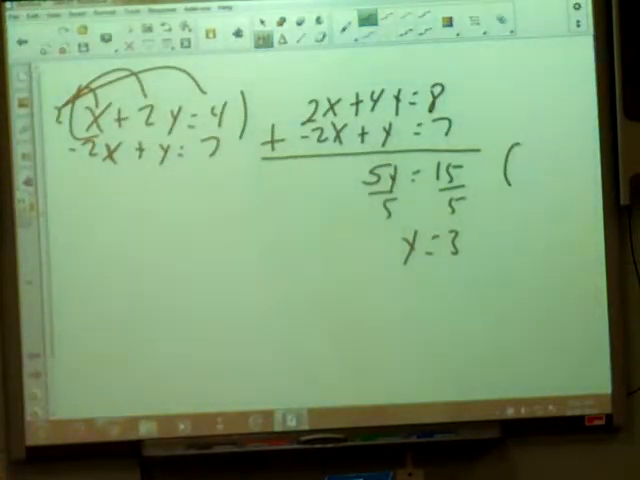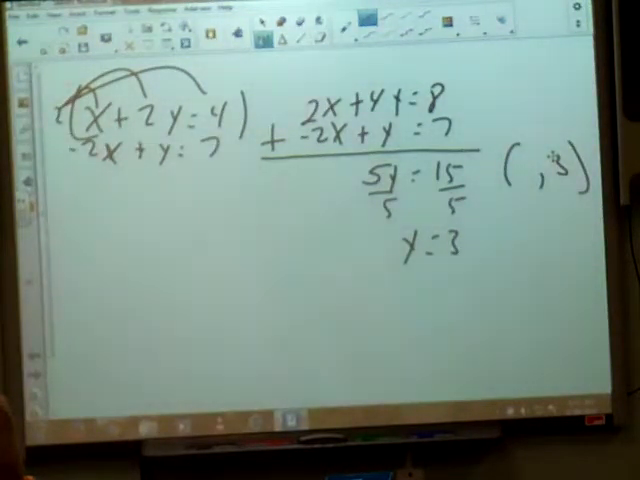So in an ordered pair, I'm looking for something comma 3. Okay, looking at the choices, there's only one of them. It's got to be A.